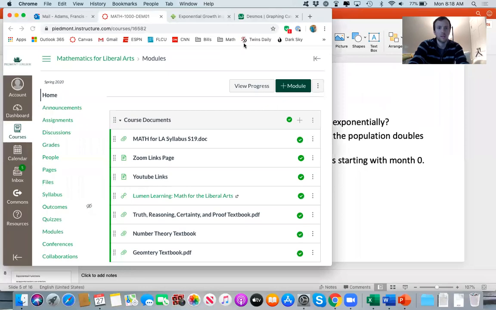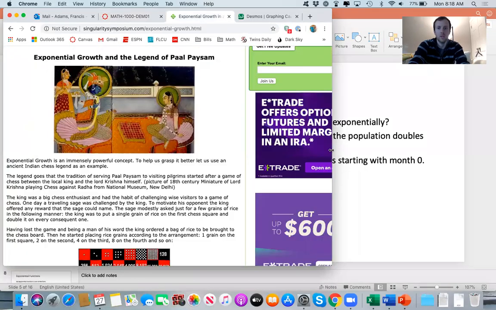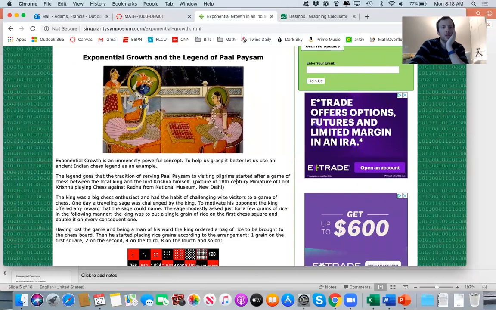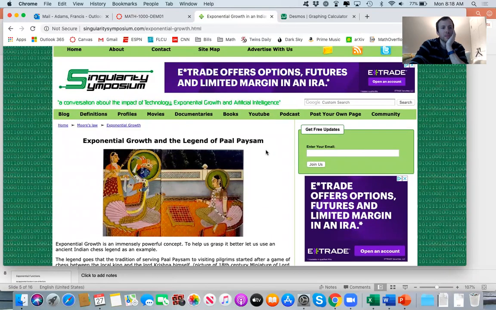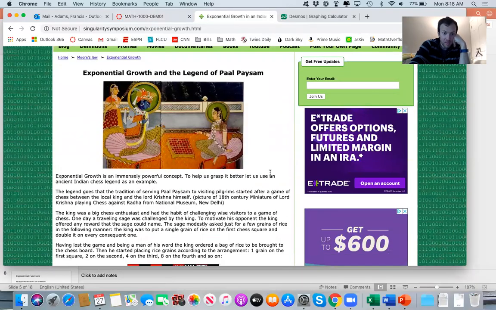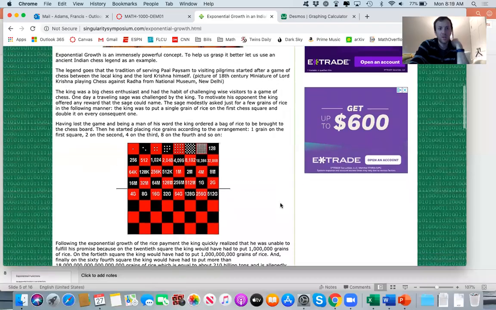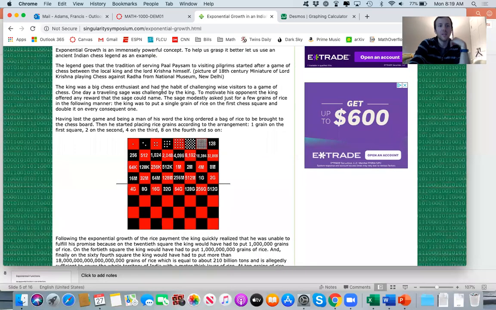So where are we at? So here's a story. The legend of Pal Pai Sam. This is some Indian rice pudding. So there's a legend, and it goes like this.